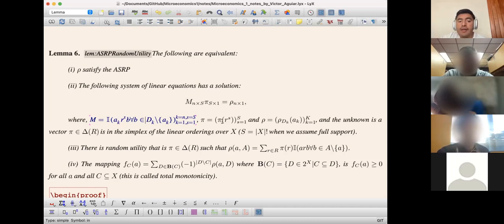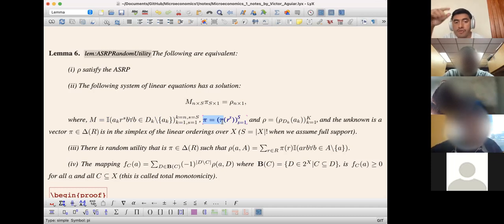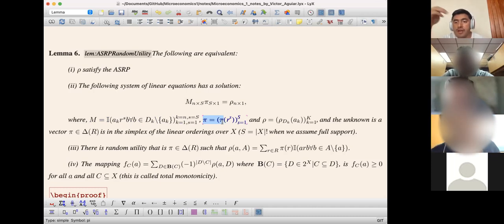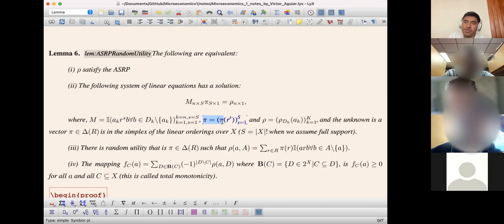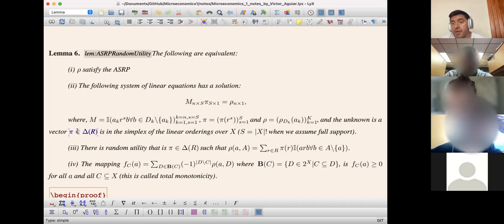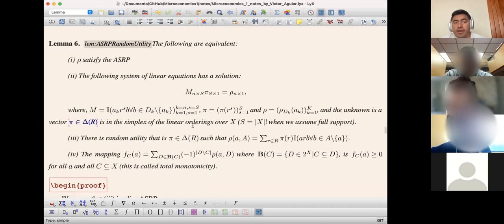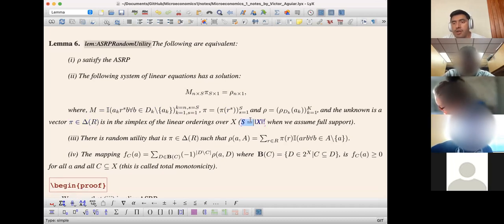And then pi is the random utility rule, right? So pi is essentially this collection of probabilities over rankings, and they are indexed from 1 to capital S. And then, of course, rho is this vector we wrote on the iPad, right? Which is the vectorization of the whole data set, from the collection of alternatives and menus. And then pi has a restriction that it has to be a probability distribution, right? And S is X factorial, so it's the number of possible rankings, okay?